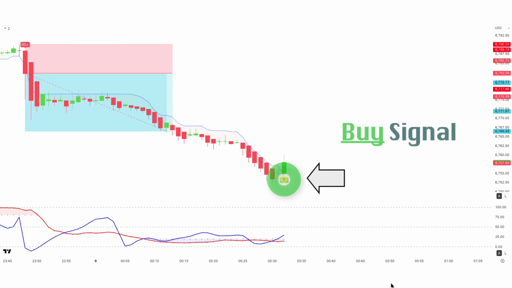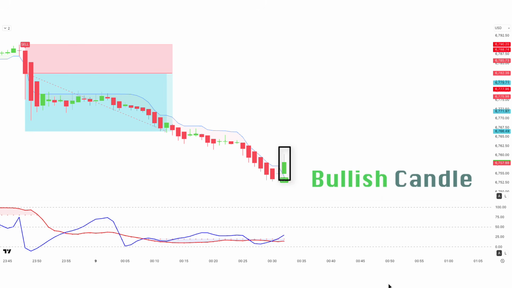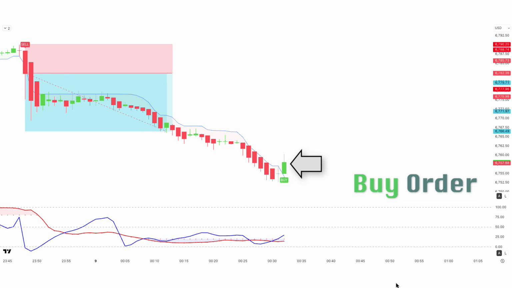Here, the Twin Range Filter arrow of this indicator is a buy signal. Here, the blue line of Vervoort Smoothed is above the red line. Here, the market has made a bullish candle to give confirmation. So all our conditions are being fulfilled, so we are placing an order to buy.